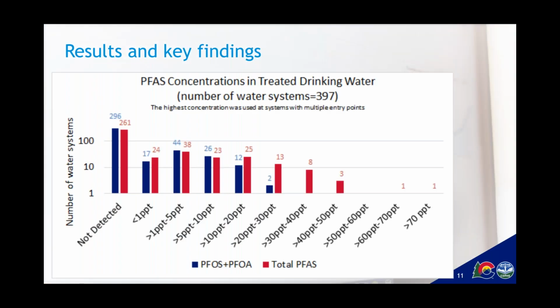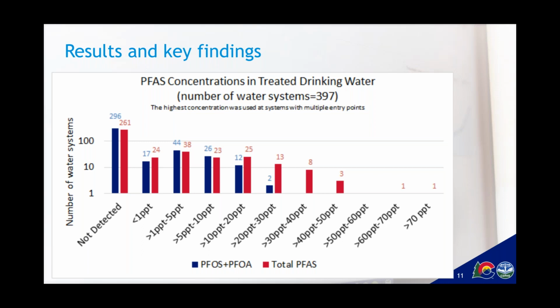So this is just some graphs showing a lot of what I just talked about. And in this graph right here is all of the treated drinking water. So there were 397 water systems that tested their treated drinking water. The blue bars show the combined PFOS and PFOA to compare against the EPA health advisory. And the red is the total PFAS of all 18 compounds added together. And we took the highest entry point sample from each system for this graphical display.